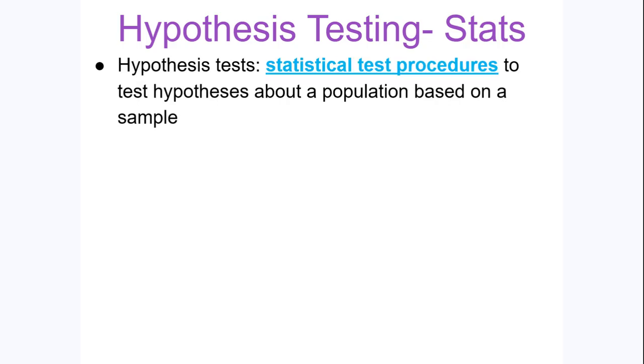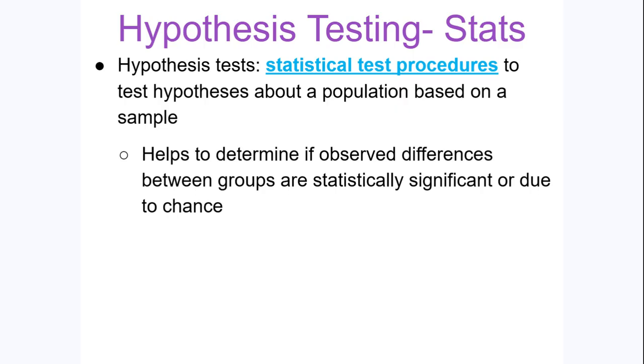So, in order to test your hypothesis, we use statistical test procedures to test hypotheses about a population based on samples. So we will perform statistical tests in order to test our hypothesis. It helps to determine if the observed differences between groups are statistically significant or if they are due to chance.